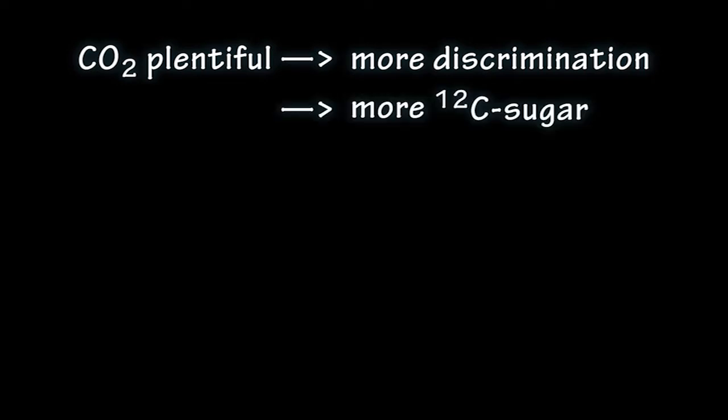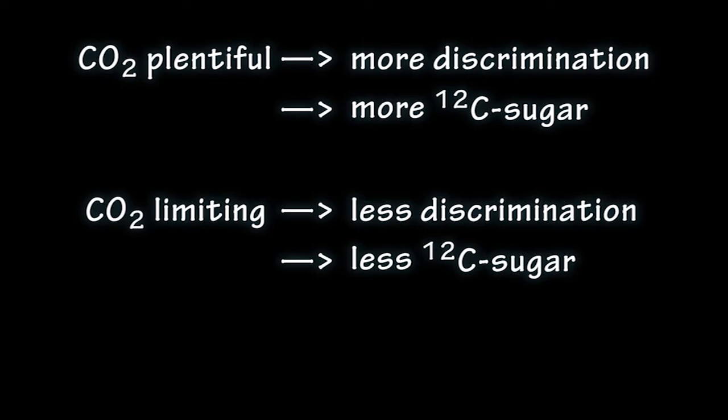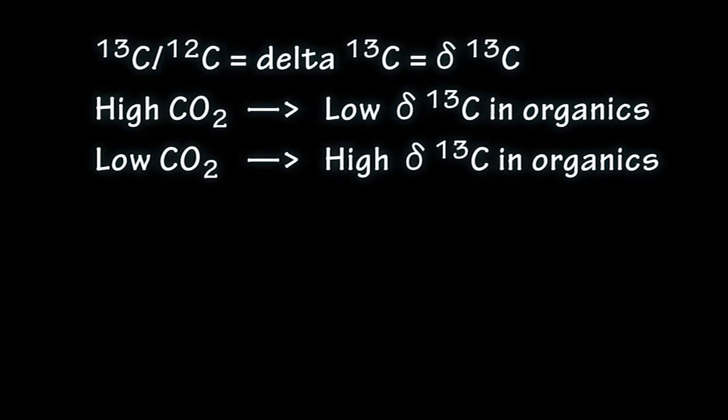When carbon dioxide is plentiful, photosynthetic organisms discriminate strongly against carbon dioxide that has the heavy carbon-13, and therefore their carbohydrates and organic carbon become strongly enriched with the lighter carbon-12. When carbon dioxide is limiting, photosynthetic organisms use whatever carbon dioxide is available, and their organic carbon becomes less enriched in the light carbon-12. Consequently, the ratio of carbon-13 to carbon-12, called delta 13C, in organic carbon found in rock sediments derived from these organisms varies inversely with carbon dioxide concentration in the atmosphere.